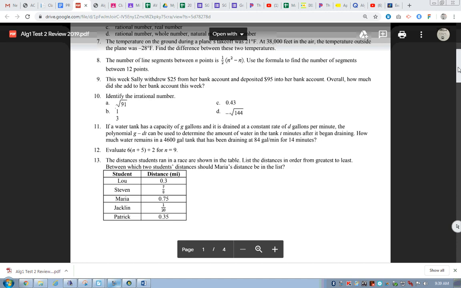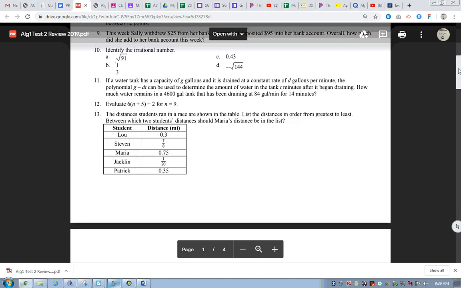All right, 13. The distances ran in a race are shown in this table. List the distances in order from greatest to least. Between which 2 students' distances should Maria's distance be in the list? So you have to be able to convert these to the same form. Okay, you can either convert it all to eighths, or something else, or get them all as decimals. Probably decimals is going to be a little easier.